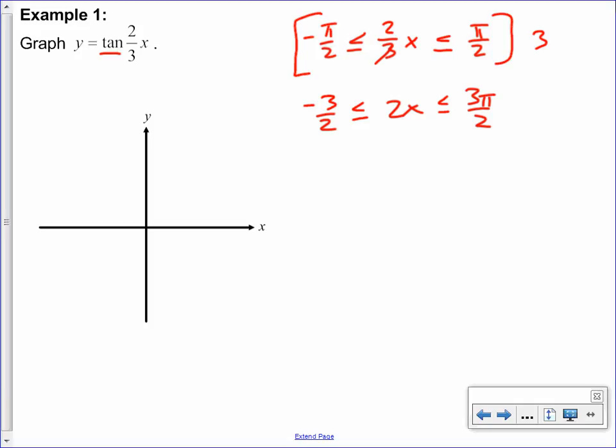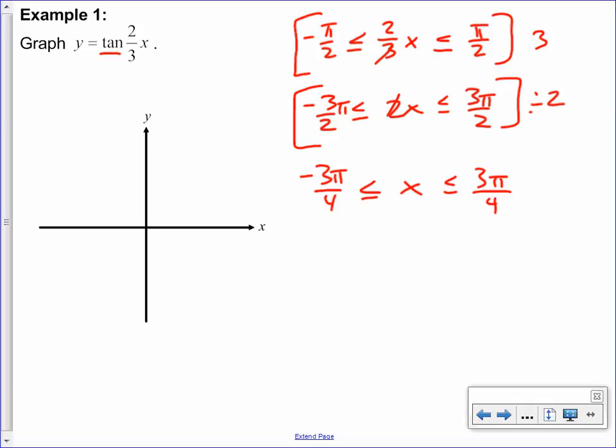Then you divide. I forgot the pi. Here we go. Take everything and divide by 2, which cancels that out. So it's negative 3 pi over 4, x, 3 pi over 4, which you are no longer afraid of because you can do fractions in your head. It's so easy. All right. Negative 3 pi over 4 and 3 pi over 4.